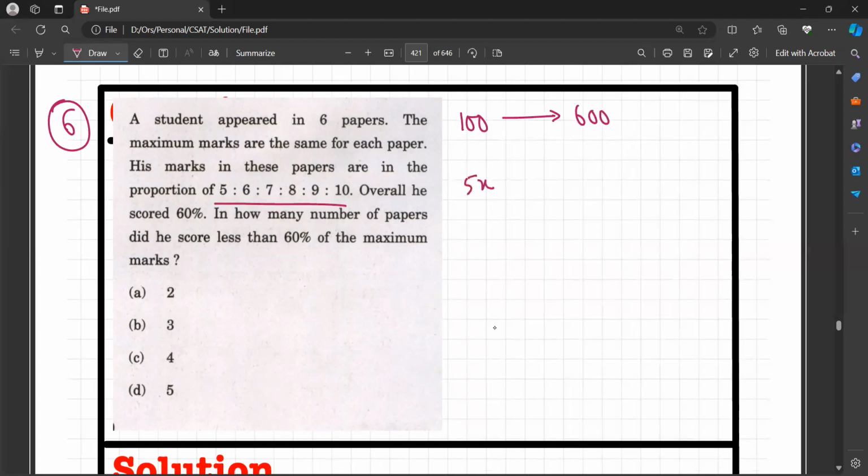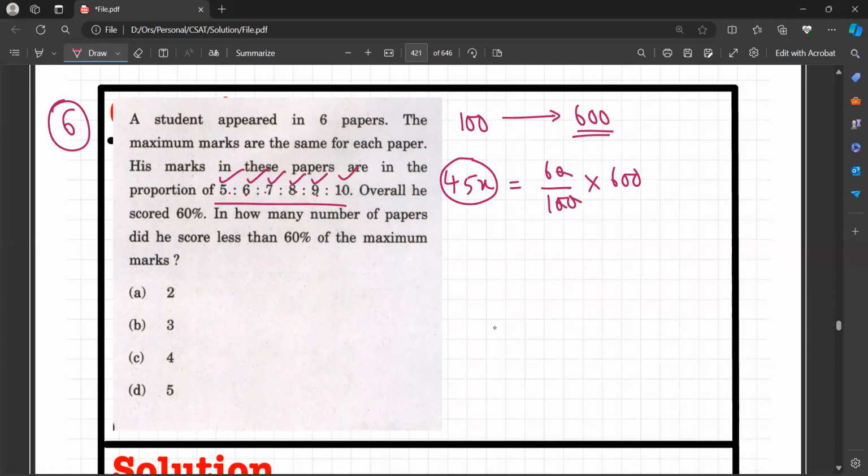So proportion कितना हो जाएगा? 5x, 6x, 7x, 8x, 9x, 10x. इसको ऐड करते हैं, टोटल कितना हो जाएगा? 5 and 10 is 15, 15 and 6 is 21, 21 and 9 is 30, 30 and 8 is 38, 45. So this will be 45x. 45x is the total score. Overall he scored 60%. So 45x equals 60% of what? Of 600, because the total marks we have taken as 600.